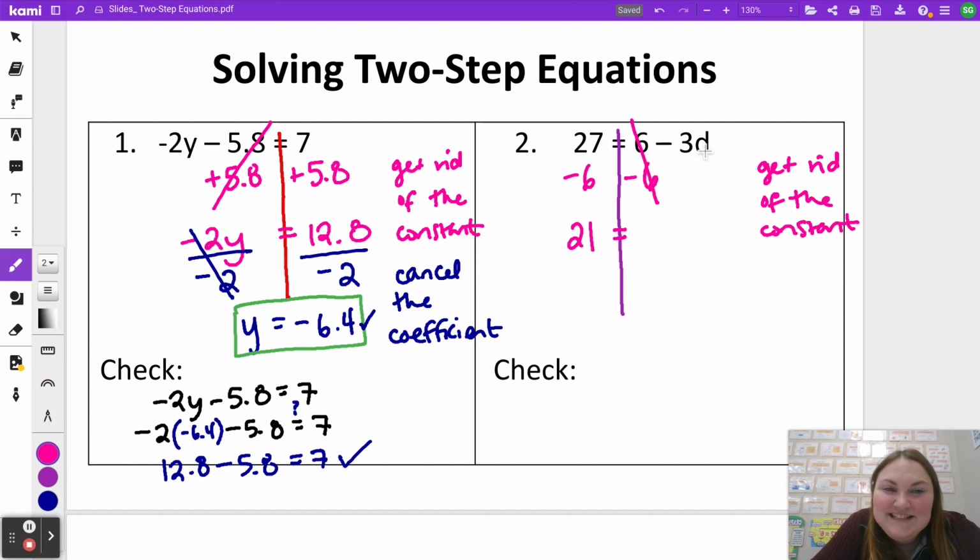Not just 3D. Remember that 3 is a negative 3. I need to say 21 equals negative 3D. That's why I wanted to start this one with you to make sure we all have that negative sign in front of our 3. Now we just have a one-step equation. So using what you learned yesterday, see if you can go ahead and finish this problem. What would our last step be?